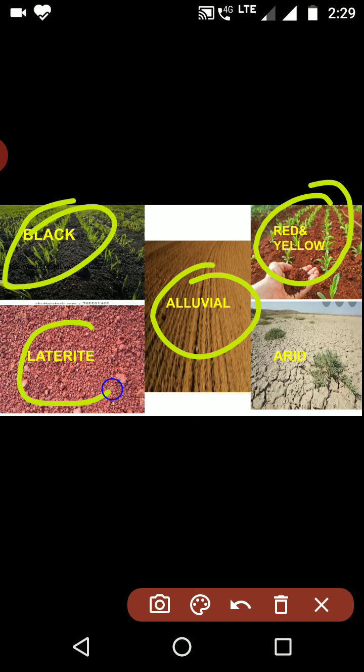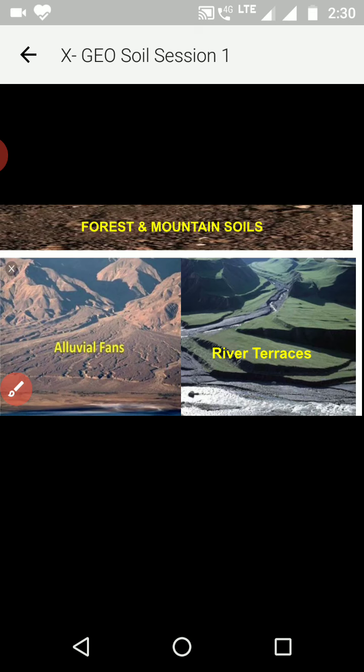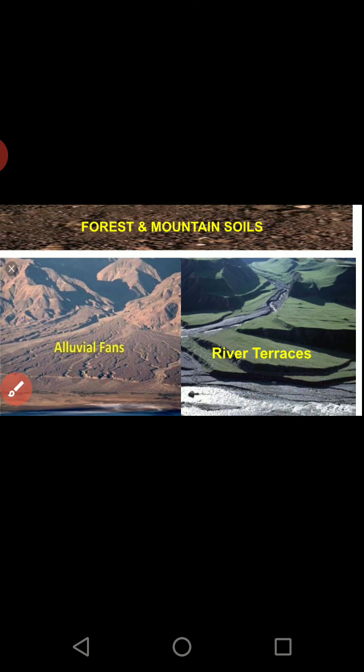We have laterite. Laterite is a very infertile soil. It is just like brick material, like the bricks with which you make a house. If you crush that, the same technique is naturally getting done, and these types of soils are formed. Then arid soils, in the deserts. We have one more type, that is forest and mountain soil.